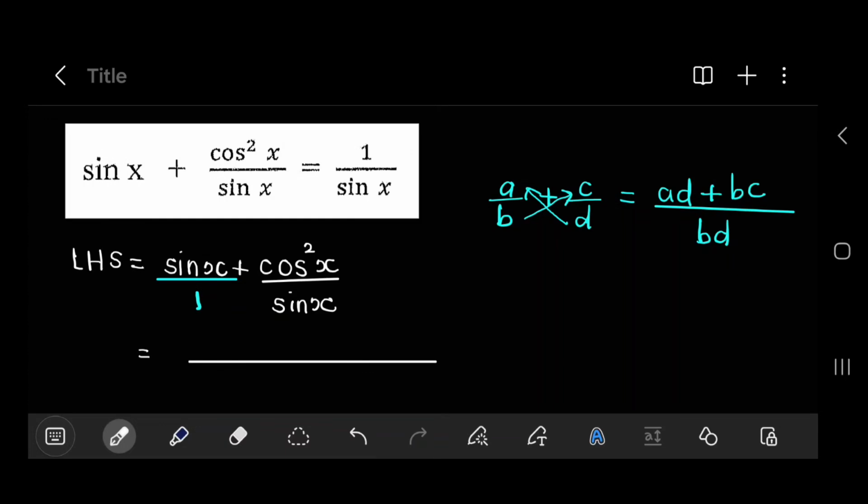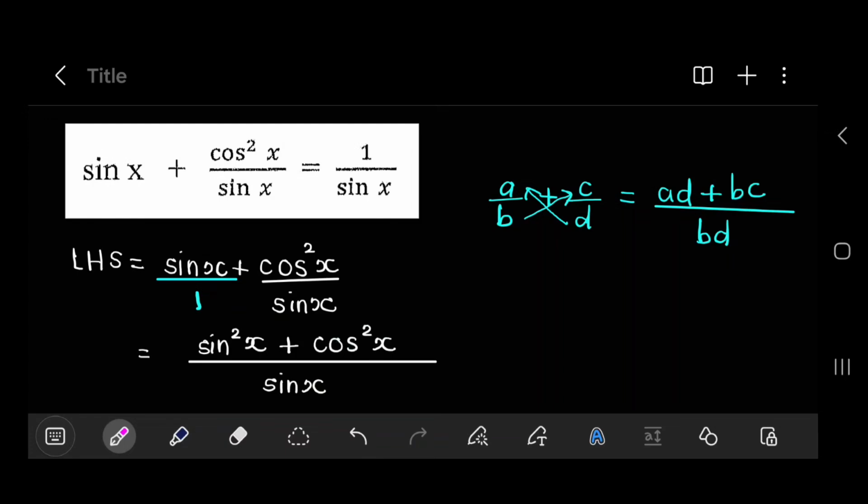So to get the new denominator, we are going to multiply both denominators together. 1 times sine x is sine x. To get the numerator, we are going to cross multiply. So we're going to take sine x, multiply across with sine x. Because it is multiplying with itself, it becomes squared. So we have sine squared x. Now we had a plus in between the two fractions, so we're going to keep the same plus. Then we're going to cross multiply the other way. We've got 1 times cos squared x, which is cos squared x.